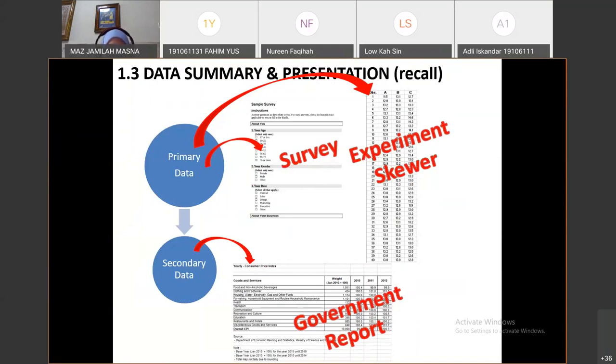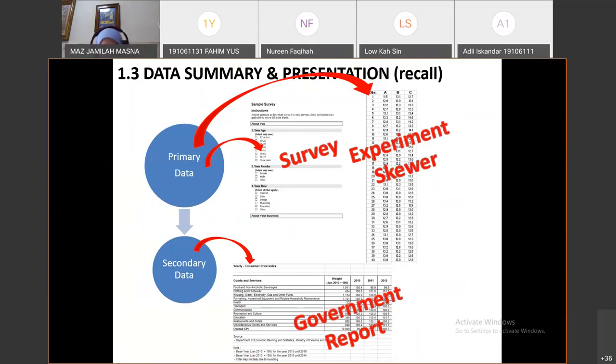This means that you don't have access to the data in such a way that you can manipulate or change it. What you can do is just use the data. The same goes for primary data: you don't manipulate it in terms of changing the data of a particular respondent. So that is the difference between primary data and secondary data.